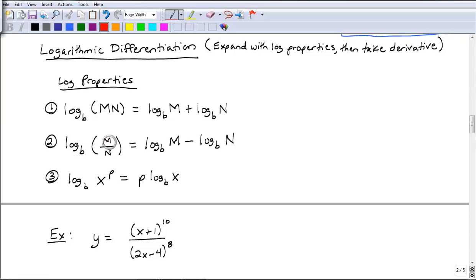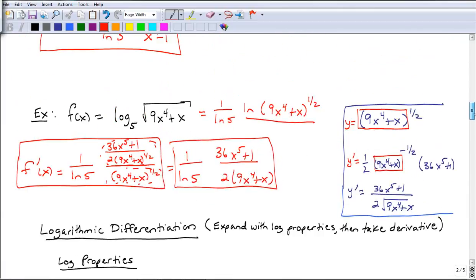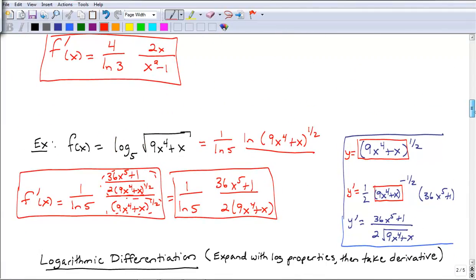The log base b of m divided by n is the natural log of the top minus the natural log of the bottom. So when you multiply in a log, you can write two logs and add. When you divide in a log, you can write two logs and subtract. When you take the log of something to a power, you can take that power and write it out front. So you could have done that derivative we just did by taking that 1/2 and multiplying out front.